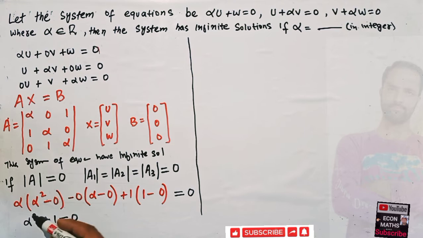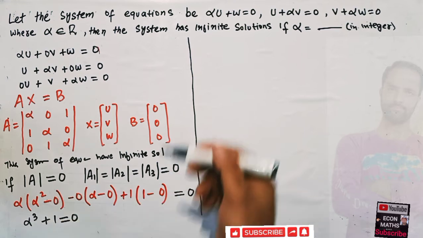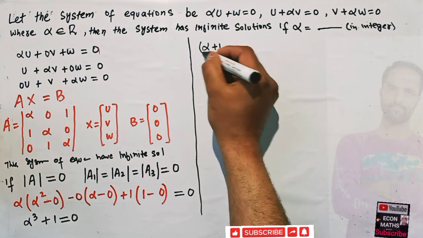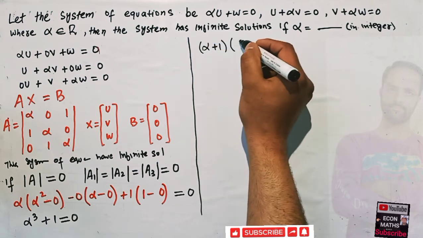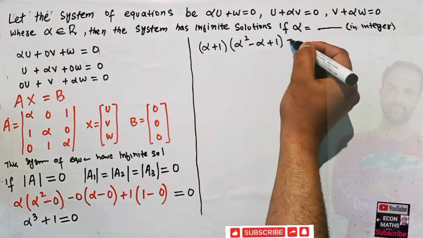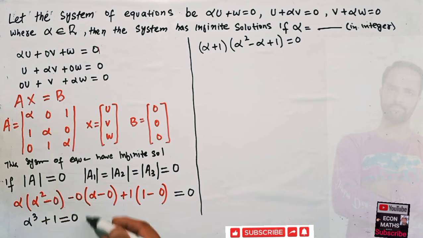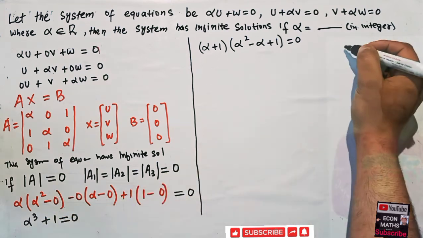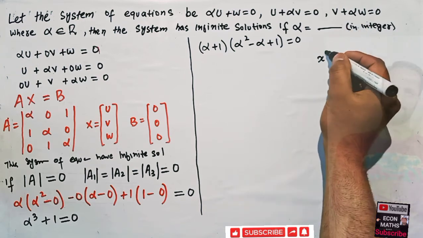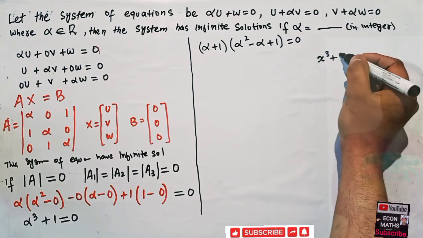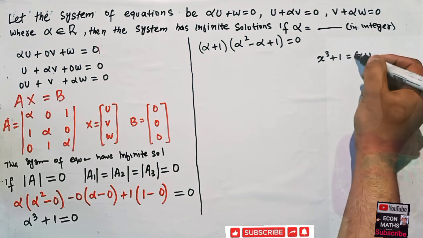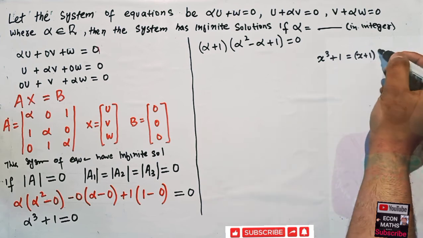So we have alpha cube plus 1 is equal to 0. We can write it like this: alpha plus 1 times alpha square minus alpha plus 1 should be equal to 0. I am just expanding this here because we have a cube. Or I can write it like this: x cube plus 1 is always equal to x plus 1 times x square minus x plus 1. This is the formula which I guess you know.